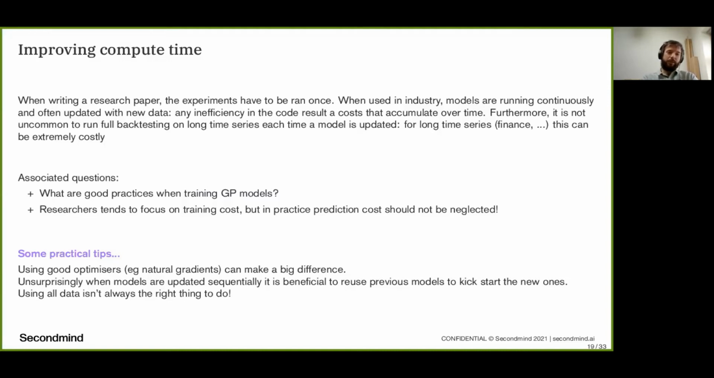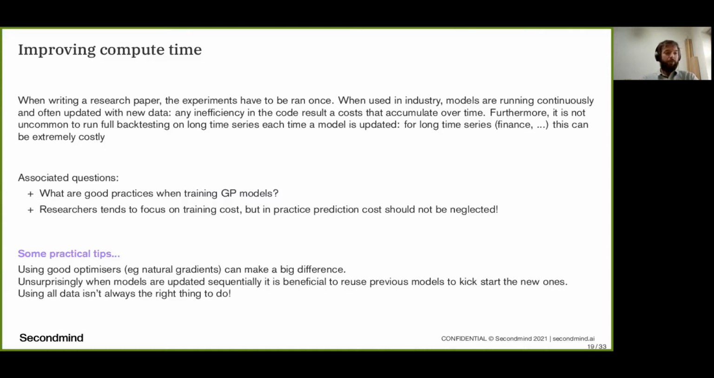It's not very surprising, but when models are updated sequentially, then it's much better to try to reuse the previous model as a starting point for the new optimization rather than starting from scratch. And the last one is that using all the data isn't always the right thing to do. So if you have a long time series, maybe just using the past 200 observations or something like that is fine, because it would reduce the compute time.